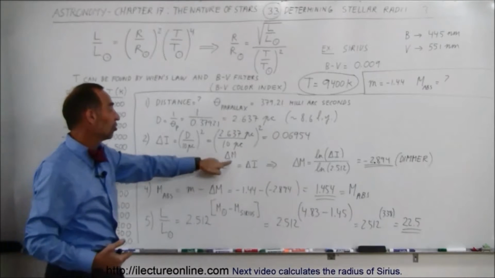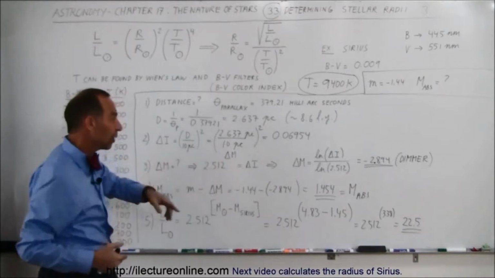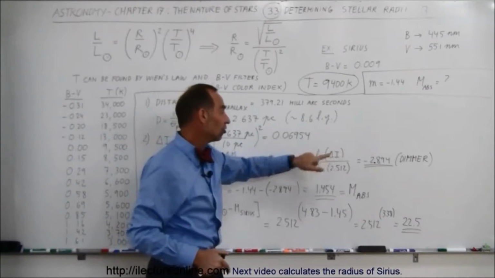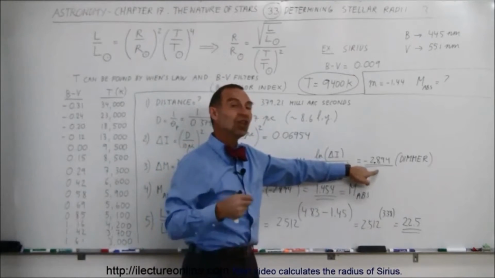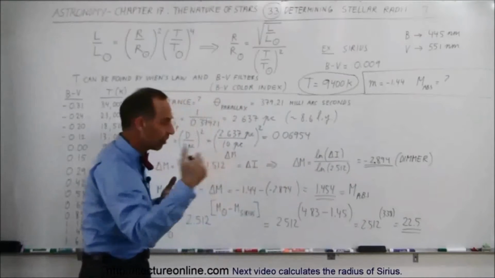Well, we have 2.512 to the change in magnitude equals the change in intensity. So we rearrange the equation. The change in magnitude is the natural log of the change in intensity divided by the natural log of 2.512. That gives us a change in the magnitude of 2.894. It's going to be dimmer because it's farther away.